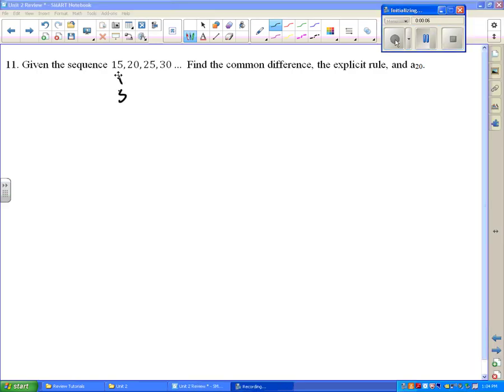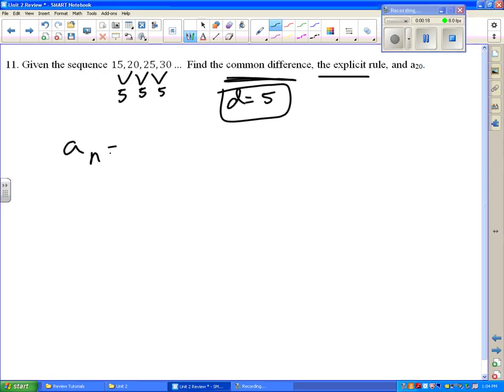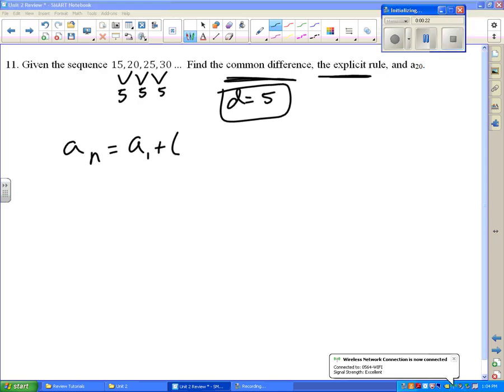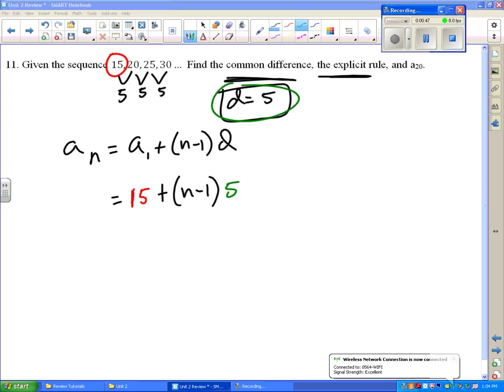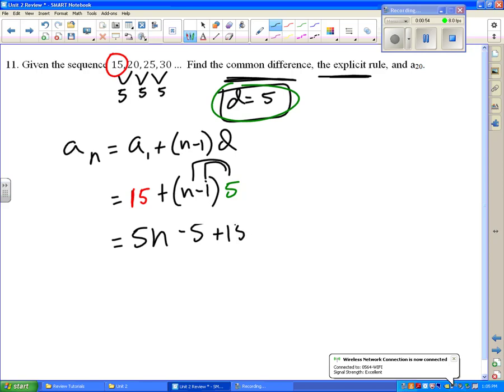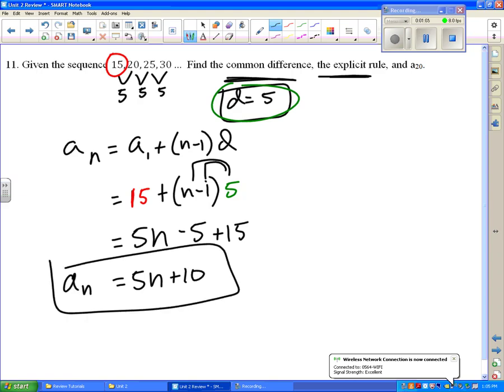Question 11, given the sequence, find the common difference, the explicit rule, and a of 20. The common difference looks like we're going up by 5, so d equals 5. The explicit rule, a of n equals the first term plus n minus 1 times d. Our first term was 15, so 15 plus n minus 1 times 5, because our d was 5. Now we distribute, so I get 5n minus 5 plus 15, 5n plus 10. So here's our explicit rule.